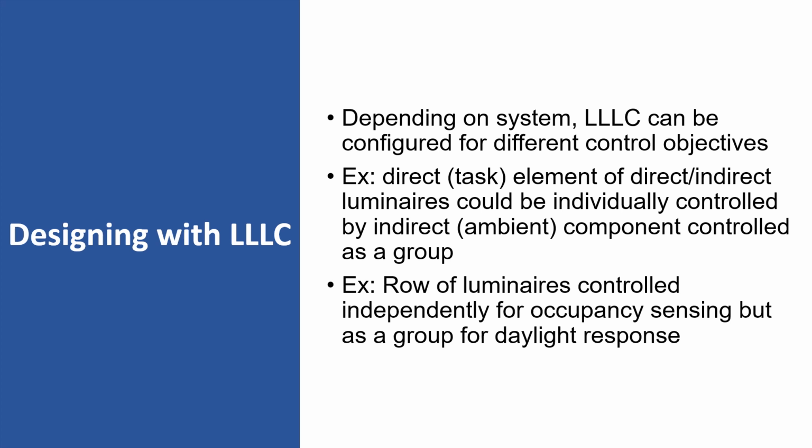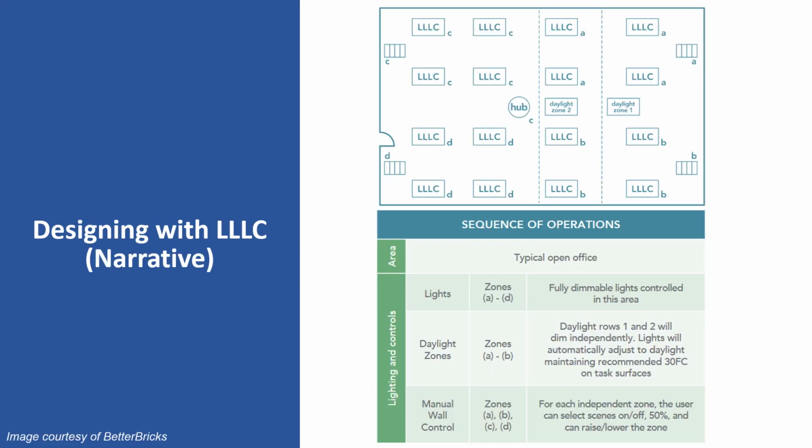Depending on the product capabilities and specific configuration ordered, some luminaire-level lighting control systems can be configured for different control objectives. For example, the designer could zone the direct or task component of direct-indirect luminaires to be individually controlled, but the indirect or ambient component to be controlled as a group. Or a row of luminaires might operate independently for occupancy sensing, but be assigned to a group for daylight response. As with any control system, the designer should produce a clear written controls narrative or sequence of operations, which defines what each control point does in response to what inputs.